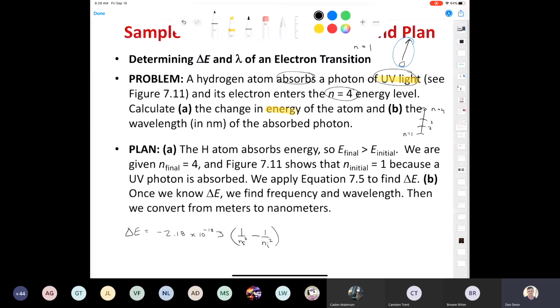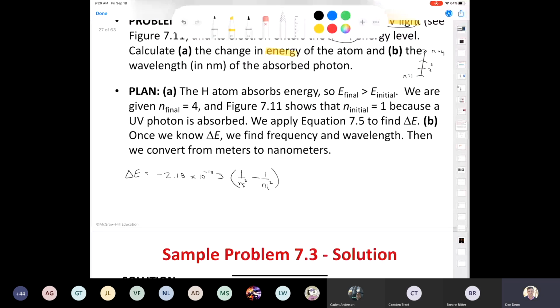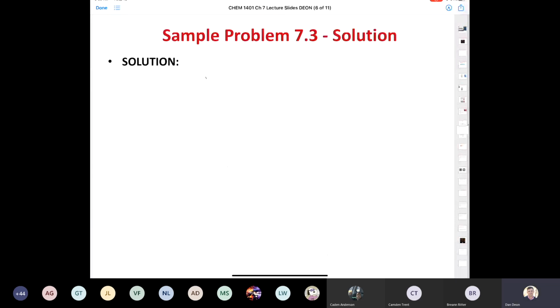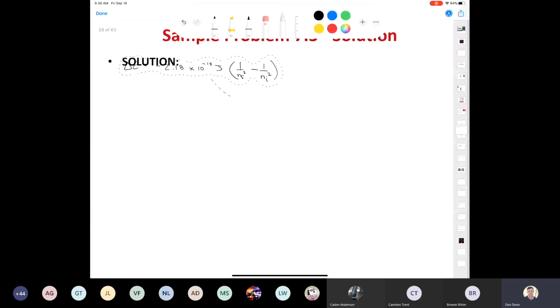So let's take that formula, and I'm going to copy it. And I'm going to paste it into the next slide where I will solve the problem. So copy, and we're going to paste it over here. Paste, there we go. So there's the Bohr equation.